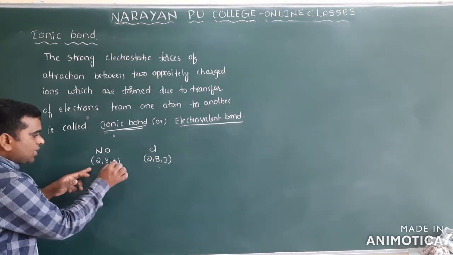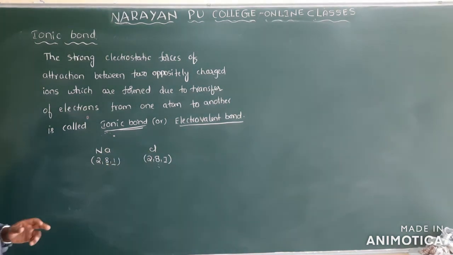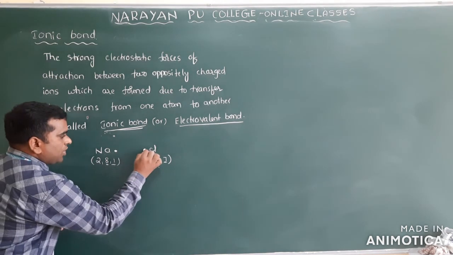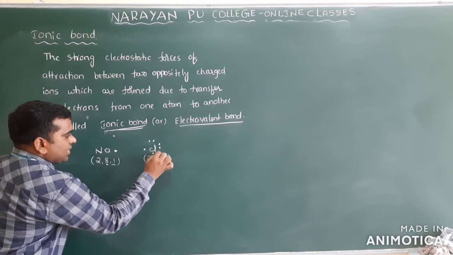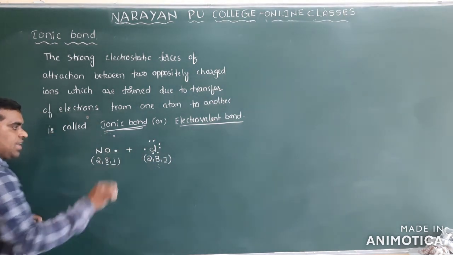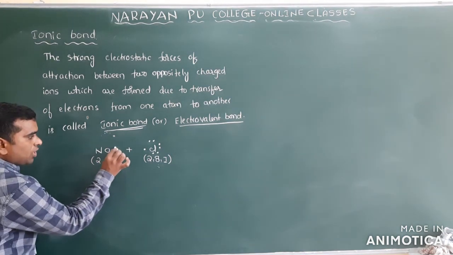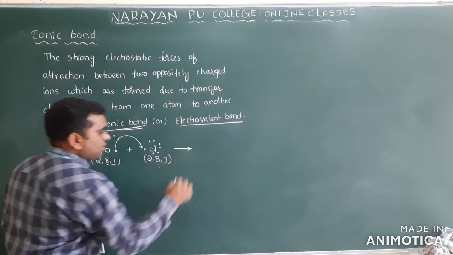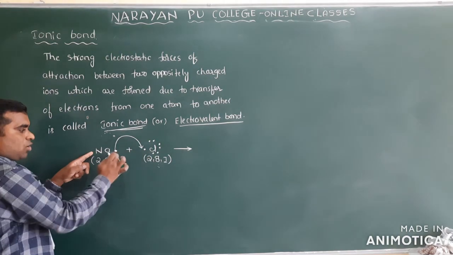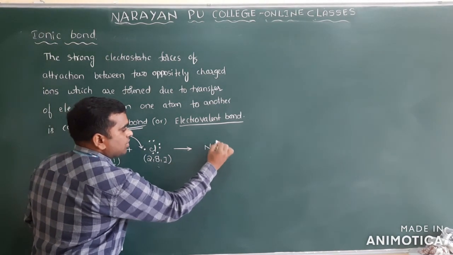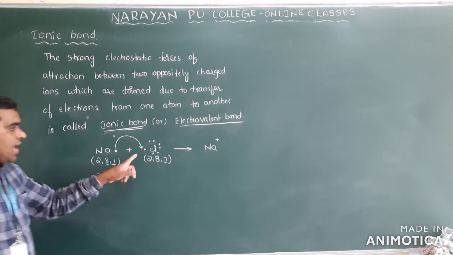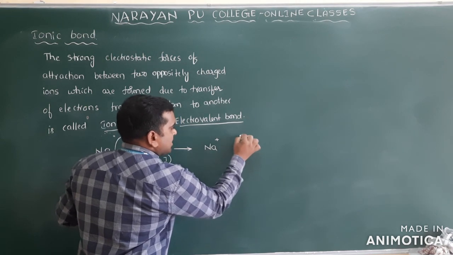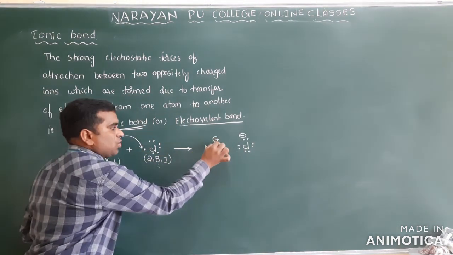Then what will happen here? Sodium has one valence electron and chlorine has seven valence electrons, so a reaction takes place between them. Sodium transfers one electron to chlorine. Sodium is losing an electron, so it gets a positive charge. Chlorine is gaining an electron, and with the seven already there, it gets a negative charge.